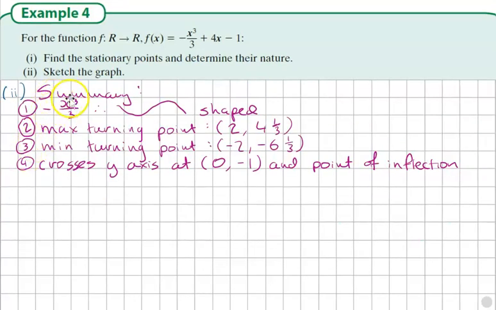we have minus x cubed over 3. Therefore, we have this shape. So it's like an S on its side. So it's going downwards, then it turns and goes upwards, then it turns and goes downwards again. The maximum turning point is 2, 4 1/3. The minimum turning point is minus 2, minus 6 1/3. It crosses the y-axis at 0, minus 1, and this is also the point of inflection.